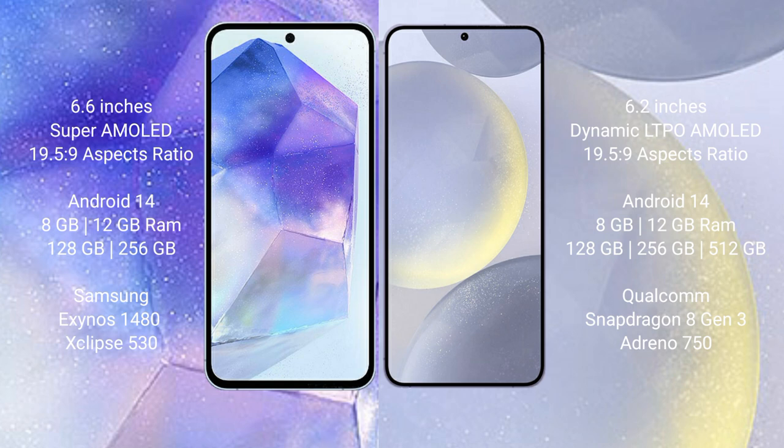Samsung Galaxy A55 comes with 8GB, 12GB RAM and 128GB, 256GB internal storage, Exynos 1480 processor and GPU Xclipse 530. Samsung Galaxy S24 comes with 8GB, 12GB RAM and 128GB, 256GB, 512GB internal storage, Qualcomm Snapdragon 8 Gen 3 processor and GPU Adreno 750.